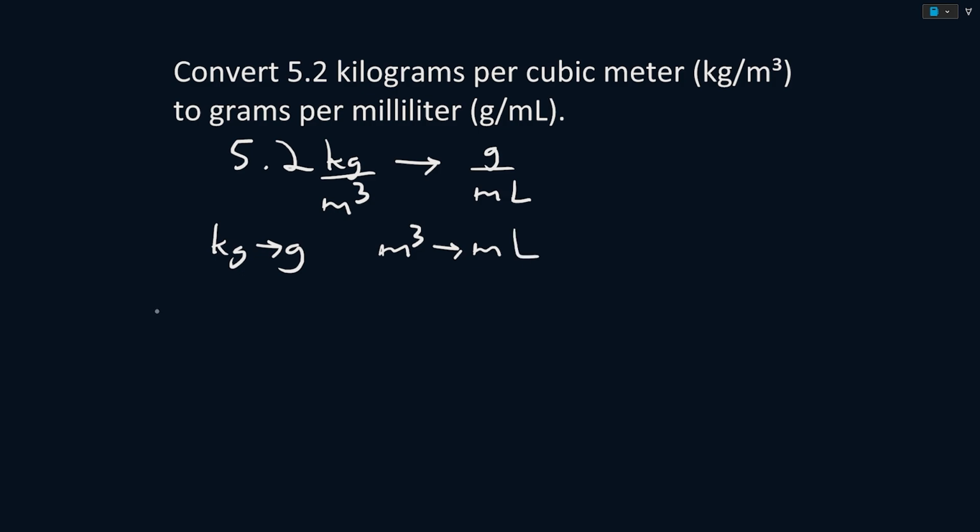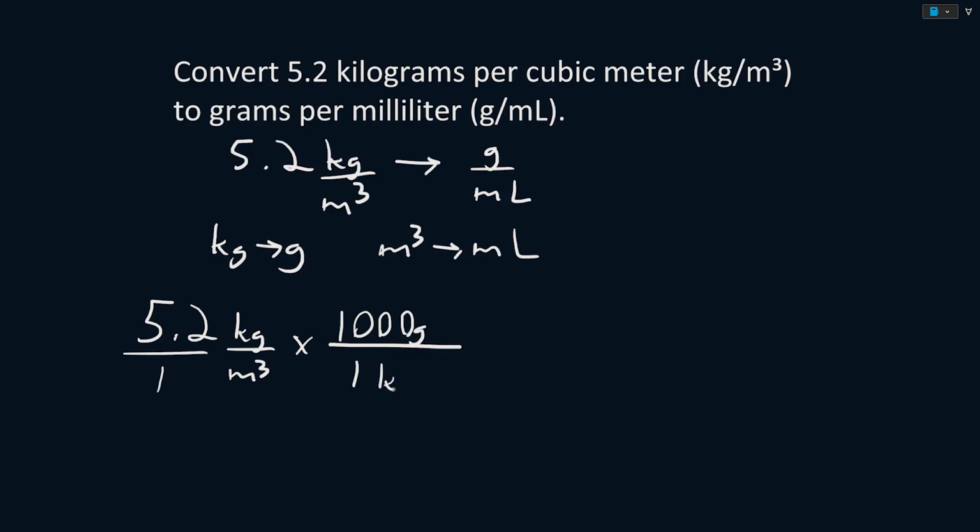Writing out our conversion factor multiplication, we start with our given value of 5.2 kilograms per cubic meter over a fraction of 1, then multiply by our unit conversion, which cancels out kilograms to leave us with grams. This is that there are 1,000 grams in every 1 kilogram.